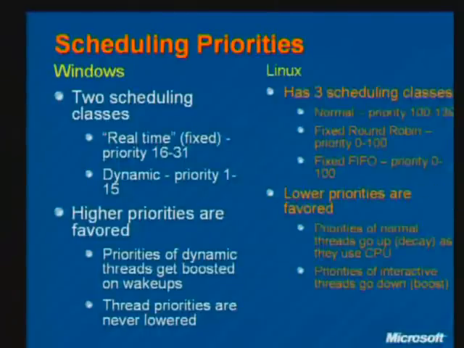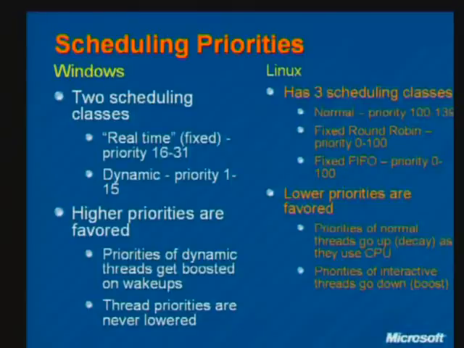Linux has 3 scheduling classes instead of 2. The normal scheduling class is priority numbers 100 to 139, and then it has 2 fixed classes, one that's called fixed round robin, which internally are priorities 0 to 100, and fixed FIFO, which internally are priorities 0 to 100 as well. Normal is kind of like the Windows dynamic range, where Linux threads executing in that range can have their priorities modified.